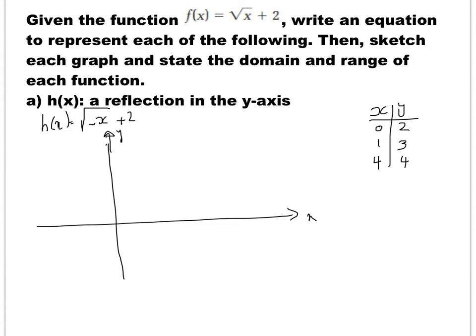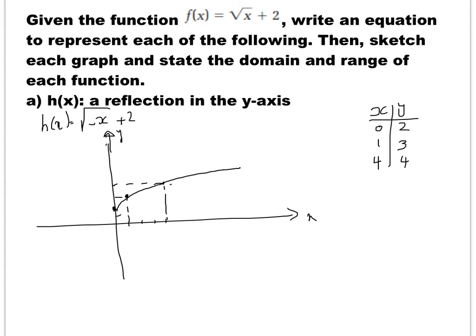If x is 0, y is 2. If x is 1, y is 3. If x is 4, y is 4. So I get a graph like this one.